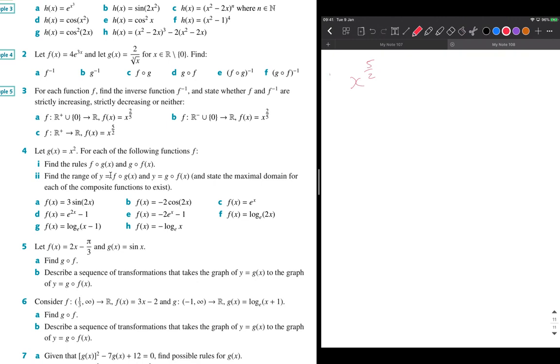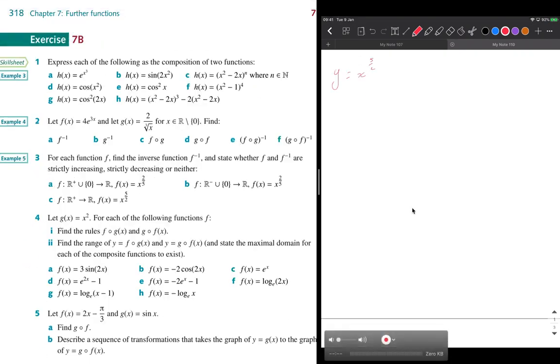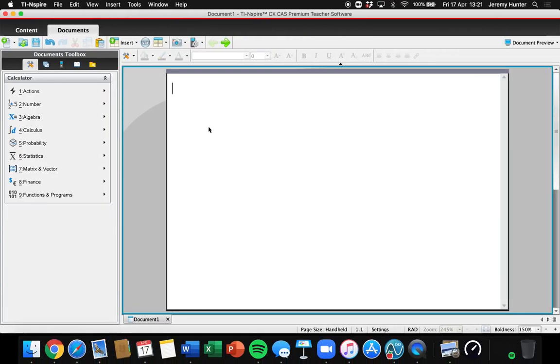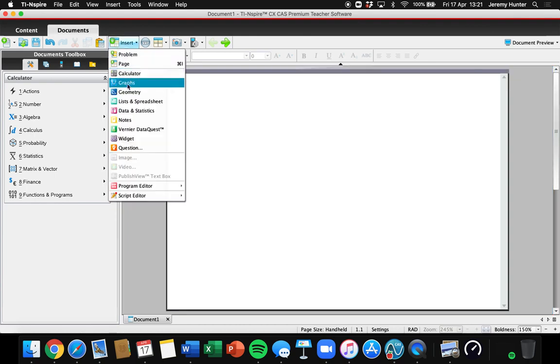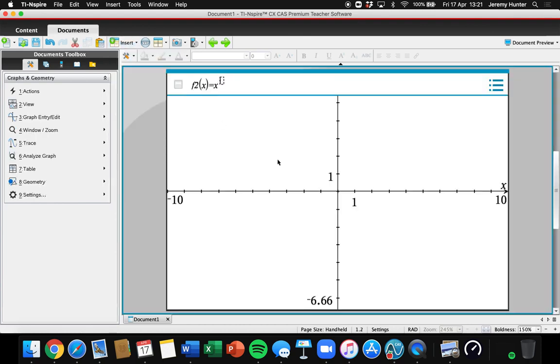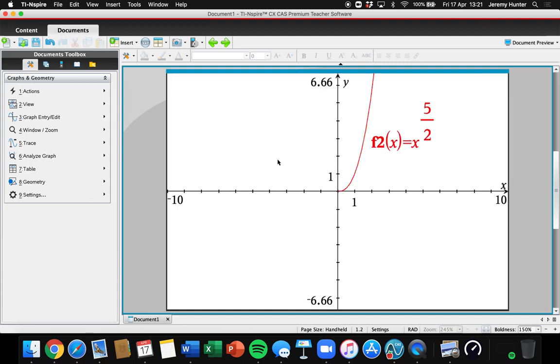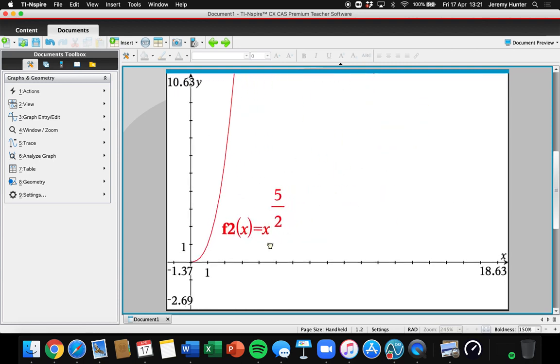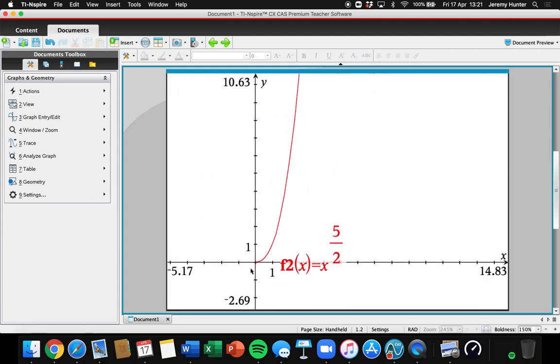So what we're wondering here is, is this strictly increasing, decreasing, or neither? So we can use our calculator to determine what's going on with this graph. So we'll go to the graph, we want x to the power of 5 on 2. And we've got this graph here. Now we know the domain already is from 0 to infinity. And all we want to know is if it is strictly increasing. We can see it's definitely not strictly decreasing. So we just want to know, is it going up always?